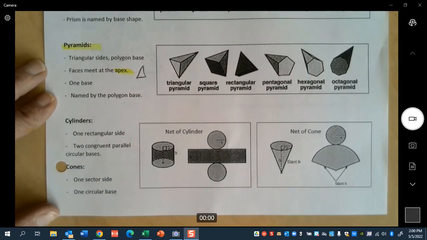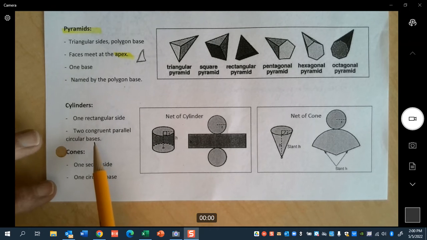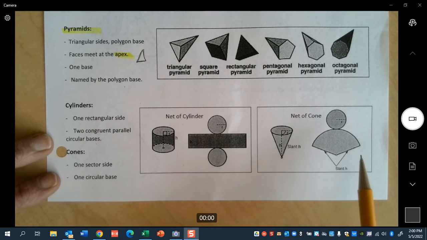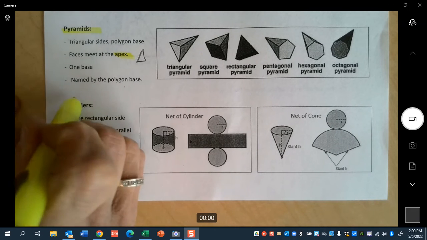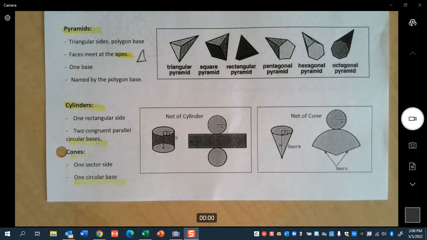So you can see the similarities between prisms and cylinders, where we have two congruent parallel bases. You can see the similarities between pyramids and cones, where we have the apex and just one base. With cylinders and cones, that base is circular. And with cones, that one side is going to be that sector of a circle. And you think about how if you open up a cone, it's going to be that sector of our circle.